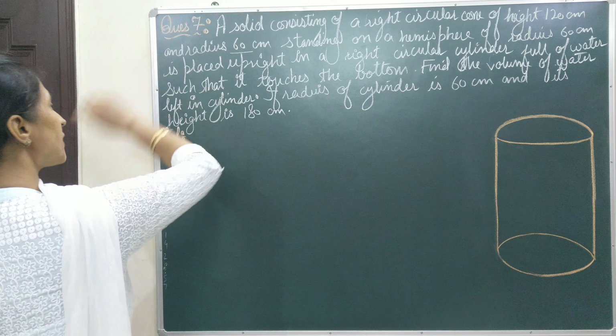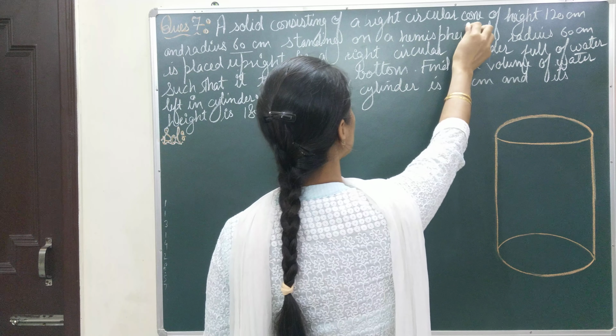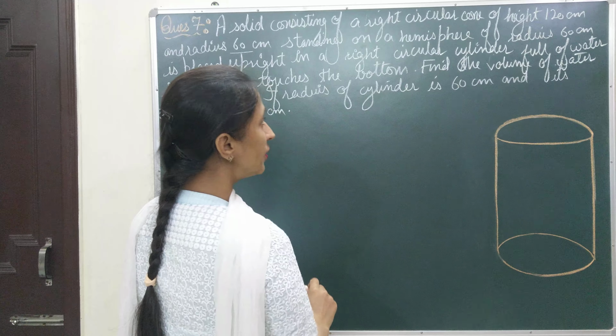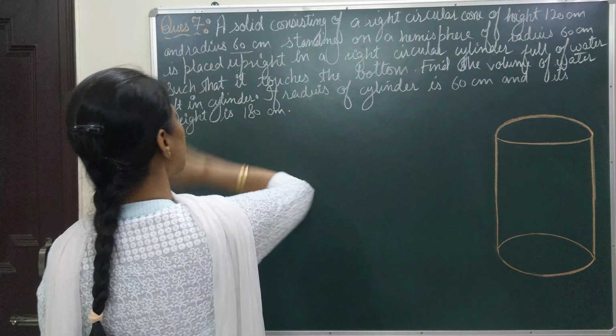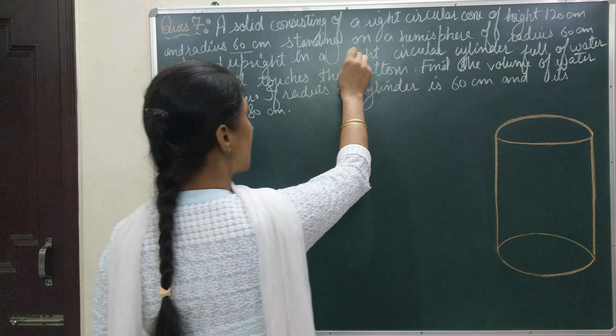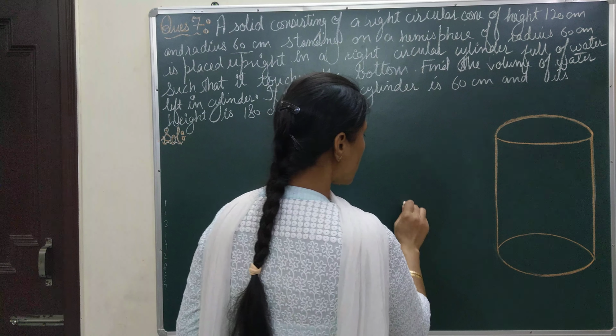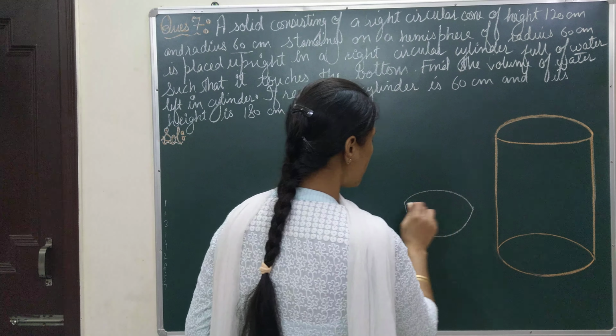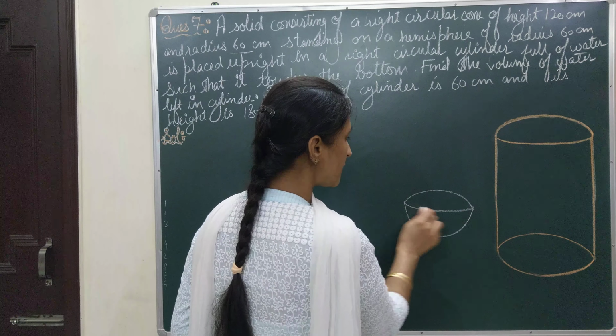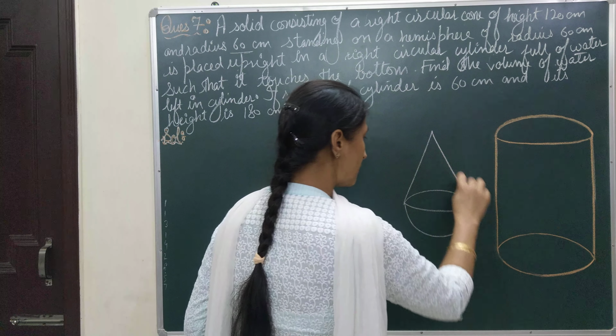Let us do question number 7. Here's a statement. A solid consisting of a right circular cone of height 120 centimeter and radius 60 centimeter, which is standing on a hemisphere. So a hemisphere is there on which a cone is standing. Cone is standing on this hemisphere.